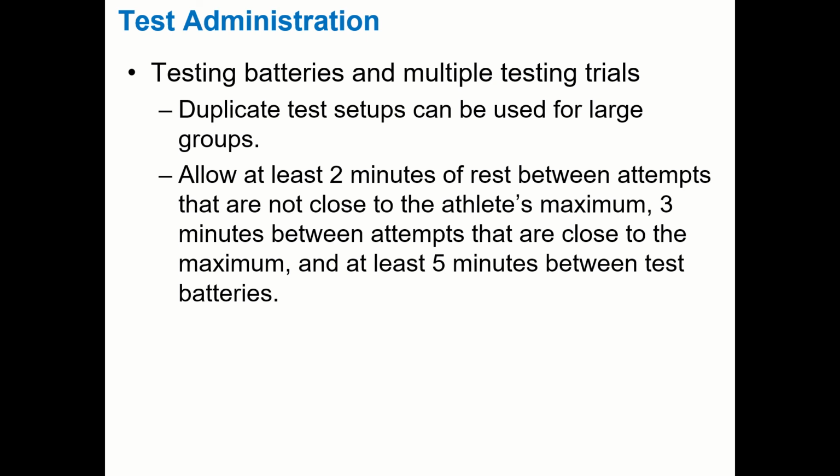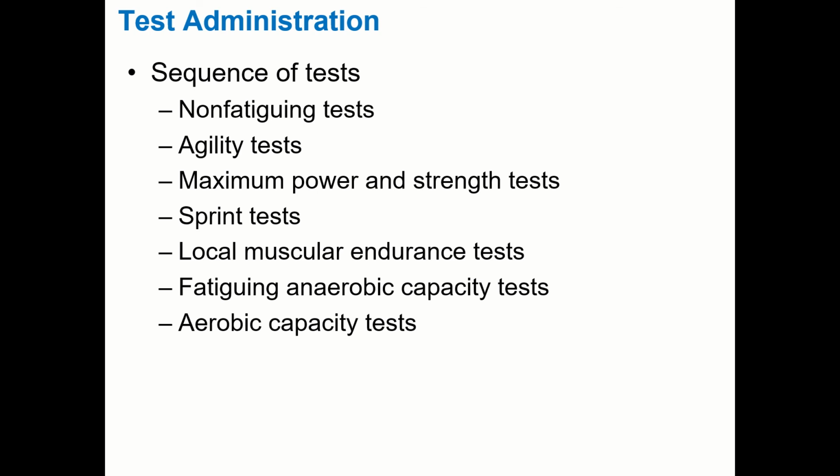So if you're doing things that are not close to the athlete's max, so warm-ups and stuff like that, 2 minutes of rest between. If we're maxing out, we want at least 3 minutes of rest, probably more like 5 to 8, so that the phosphagen system can recover. And at least 5 minutes between test batteries. So if we're going to do something like agility testing followed by strength testing, make sure you wait at least 5 minutes before your 5-10-5 and your max squat, or between the two.